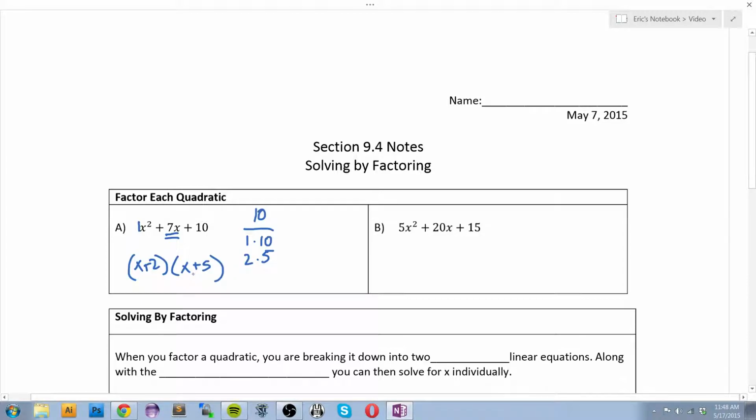Now if you wanted to go back and check yourself, you could redistribute this set of two binomials and you would in fact get what we have up at the top.